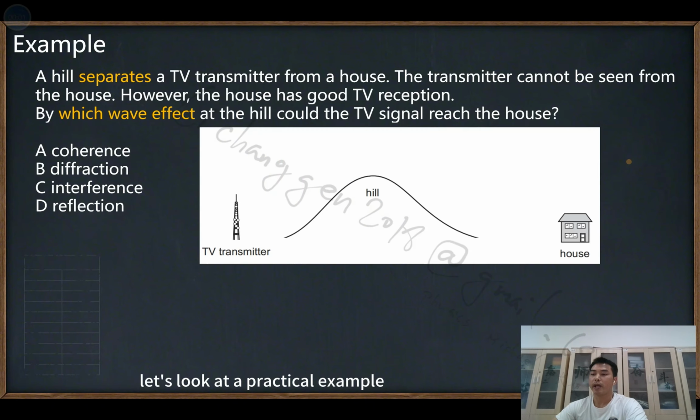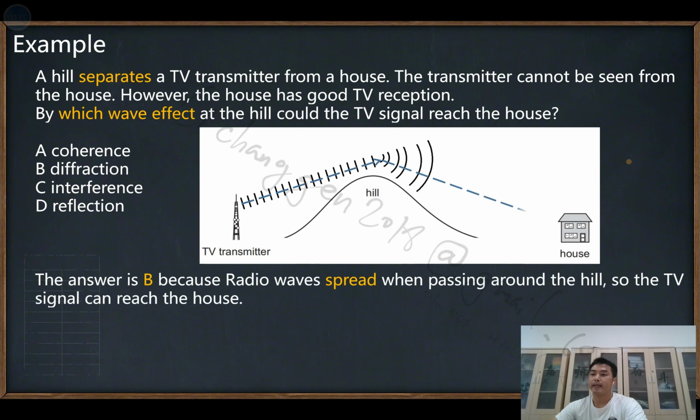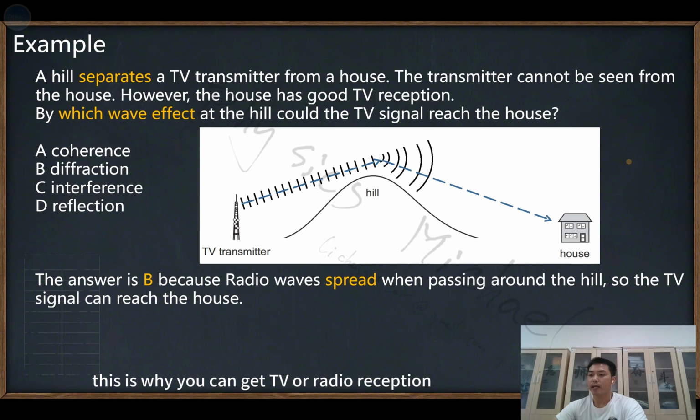Let's look at a practical example. Imagine there is a house that gets good TV reception even though there is a hill blocking the direct line of sight to the TV transmitter. By what wave effect at the hill could the signal reach the house? The answer is B, diffraction. The radio waves from the TV transmitter spread out as they pass around the hill, allowing the signal to reach the house. This is why you can get TV or radio reception even when you are not in direct line of sight of the transmitter.